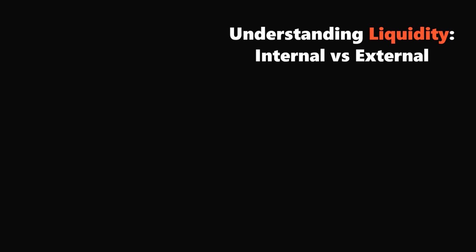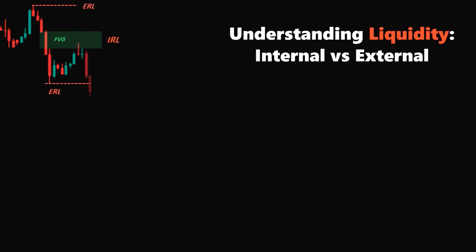Imagine a specific price range. The outermost boundaries of that range, like swing highs and swing lows, are considered external range liquidity. Anything inside that range falls under internal range liquidity. Markets usually retrace to internal range liquidity before targeting external range liquidity again. This behavior actually helps us identify trends.